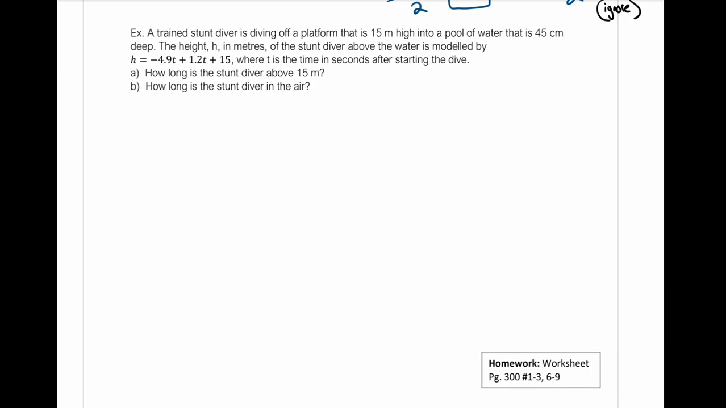For the next example, again, there's two problems to this. Both are going to involve the quadratic formula. So again, this is going to be more about not so much using the quadratic formula, but just understanding what is being asked in the question and how to solve a similar question. So a trained stunt diver is diving off of a platform that is 15 meters high into a pool of water that is 45 centimeters deep.